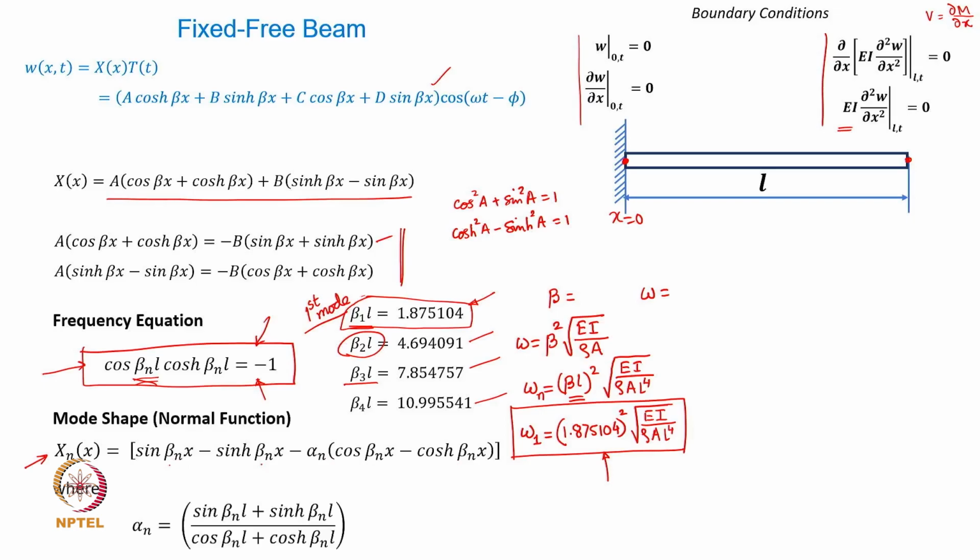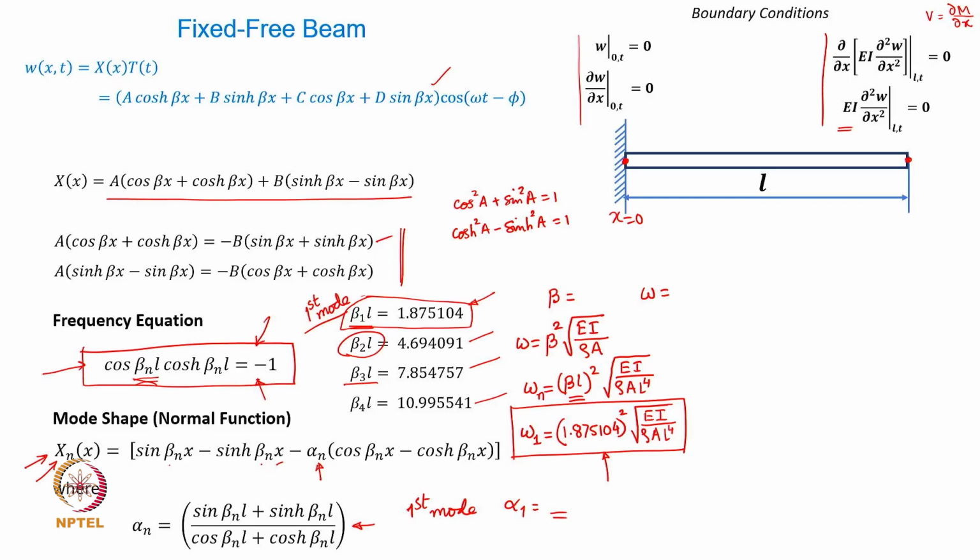Of course, alpha n is given by this expression, so alpha n is going to be a constant for a given particular mode, because beta nL is going to be, let's say for the first mode, if you are finding out, then alpha 1 will be obtained by substituting beta nL by beta 1L, and so this number is going to be a constant quantity which will get replaced here. And for different positions x, you can find out what is capital X. So that is going to be your mode shape.